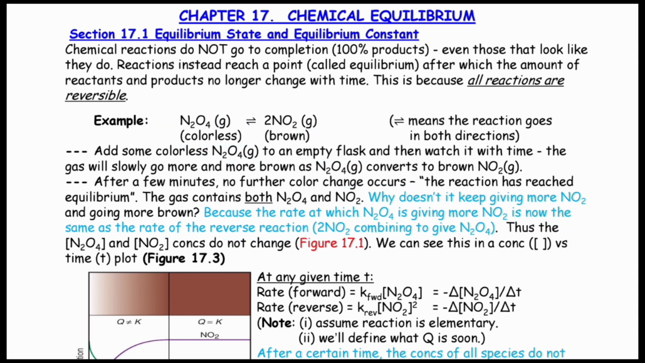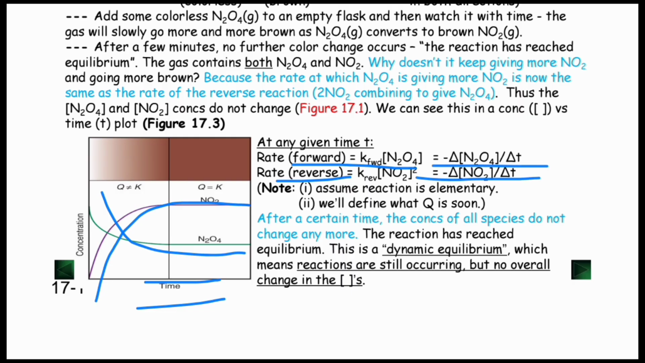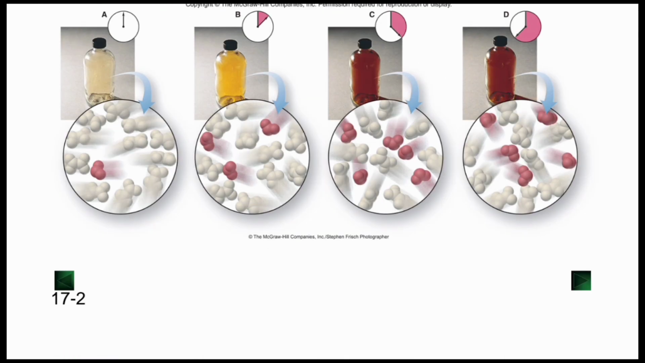Okay, you can see in the diagram here, the concentration of NO2 increases with time and the concentration of N2O4 decreases with time. Okay, dynamic equilibrium is achieved. The rate of forward reaction and rate of reverse reaction are equal to each other. Okay, this is for the forward reaction and this is for the reverse reaction.